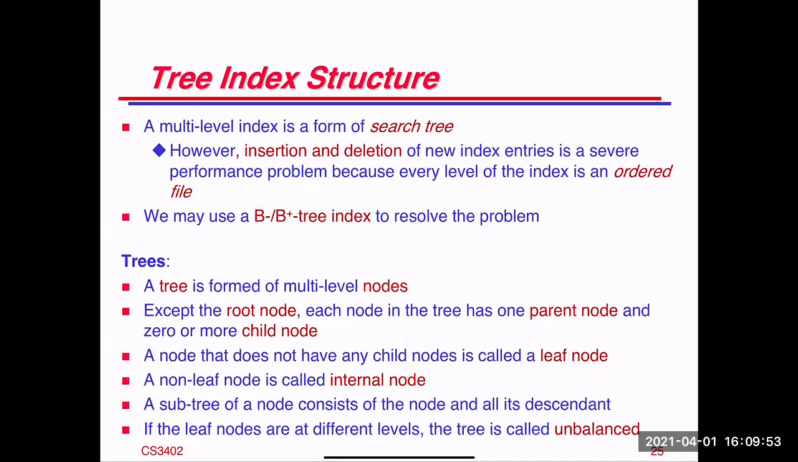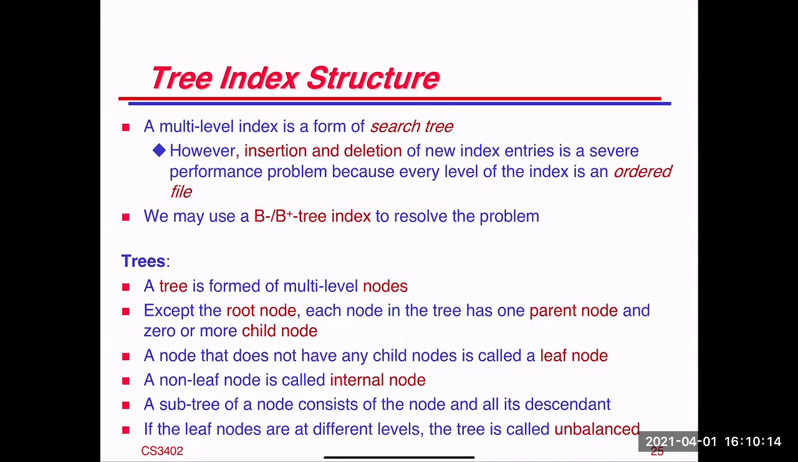And if a node is not a leaf node, then it's an internal node, meaning it has at least 1 child. Now, sometimes we talk about subtrees. So the subtree of a node consists of the node and all of its descendants, right? So its children and its children's children and so on.